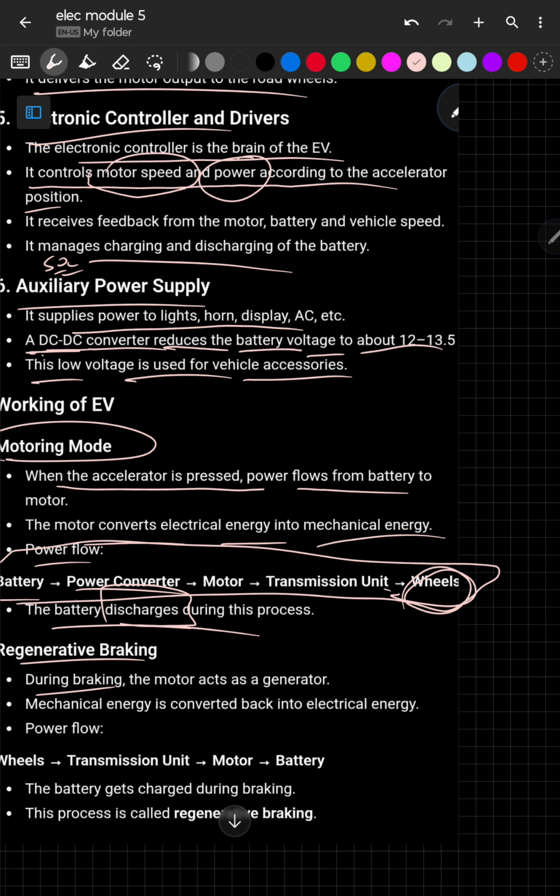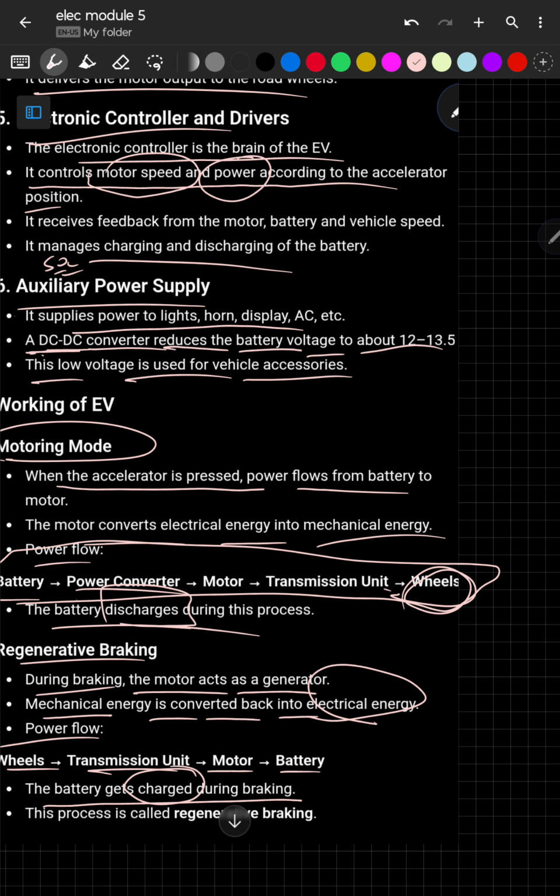Regenerative braking. During braking, the motor acts as a generator. The mechanical energy is converted back into electrical energy. Power flows from the wheels to the transmission unit, motor, and battery. The battery gets charged during braking. This process is called regenerative braking.